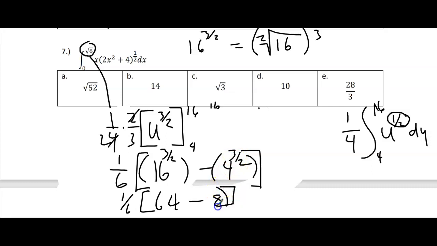Let's go ahead and do our subtraction here. 64 take away 8 is 56. And then this can be reduced. We get 56 over 6, which can be reduced to 23 over 3. Or, I'm sorry, 28 over 3, my bad, which will be option B.